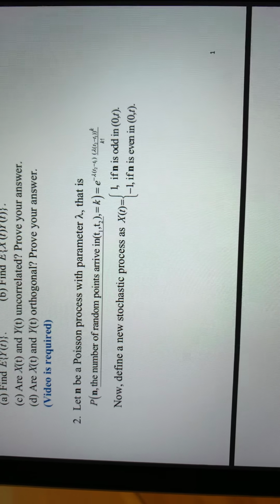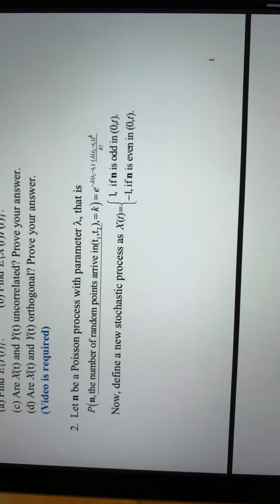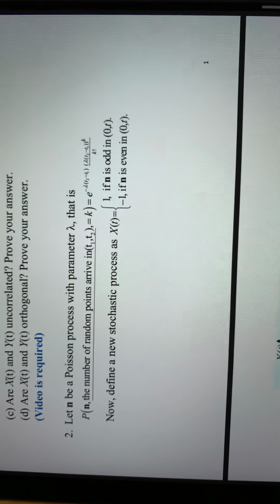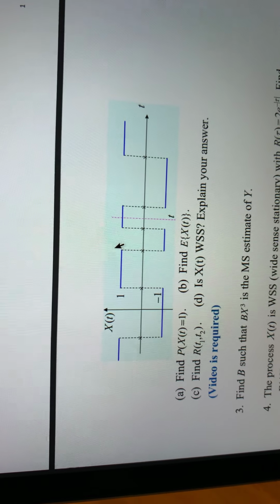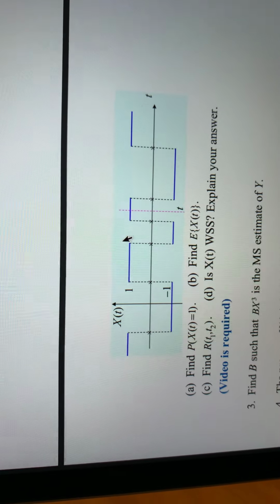We now have a new stochastic process X(t), where X(t) equals 1 if the number N is odd in the interval 0 to t, and X(t) equals minus 1 if N is even in the interval 0 to t. And that's the graph of X(t).